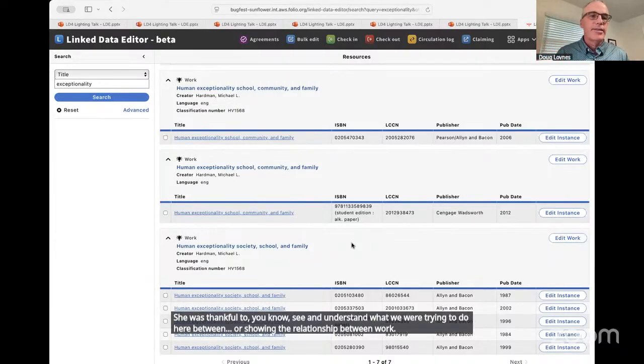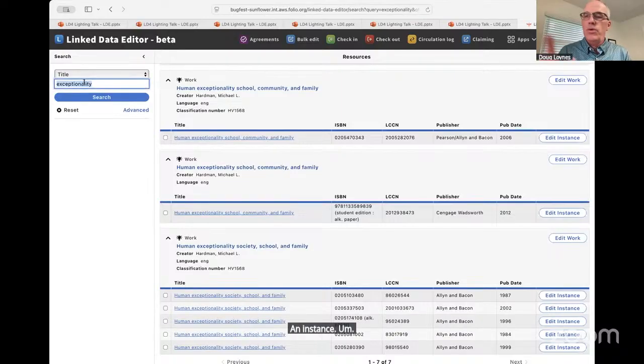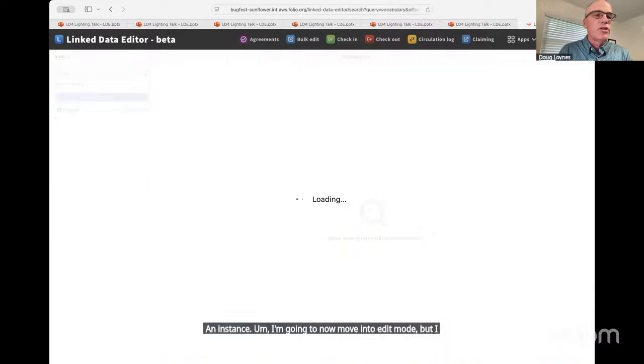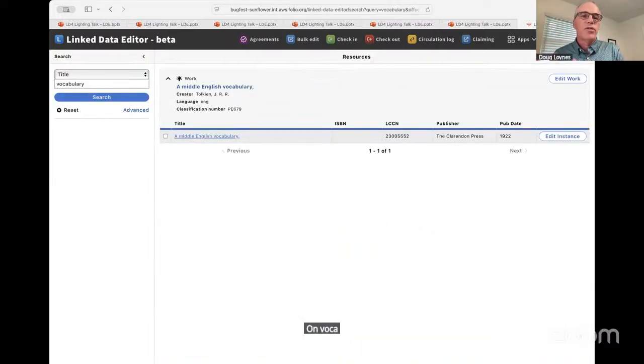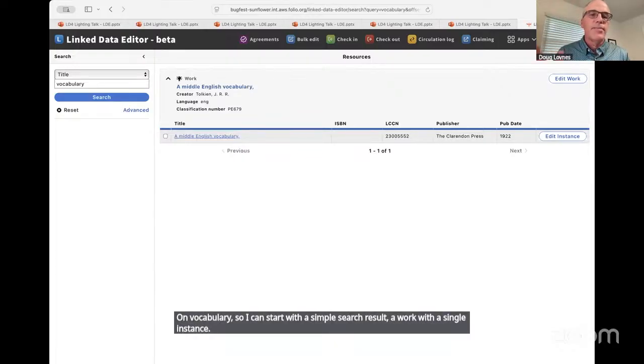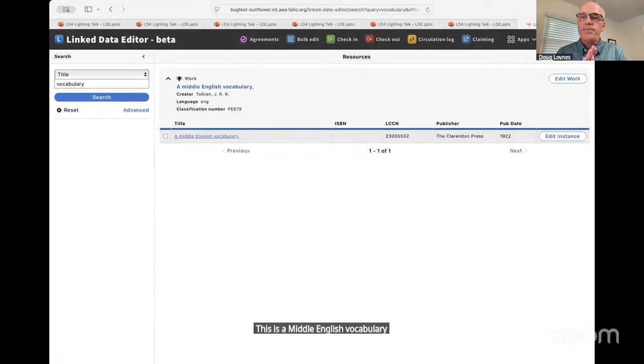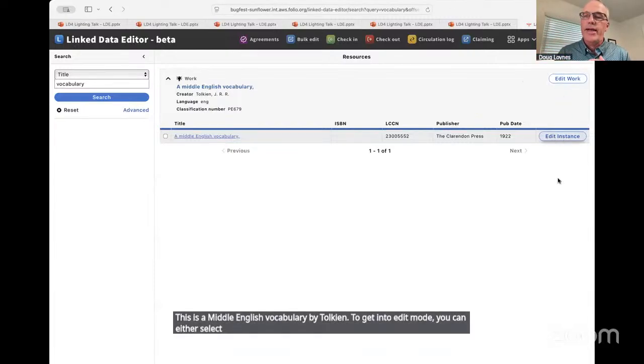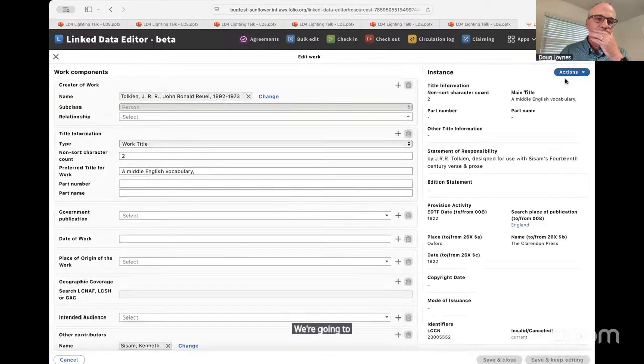I'm going to now move into edit mode, but I want to do another search on vocabulary so I can start with a simple search result, a work with a single instance. This is a Middle English Vocabulary by Tolkien. To get into edit mode, you can either select edit work or edit instance from the search result set. We're going to go into edit work.